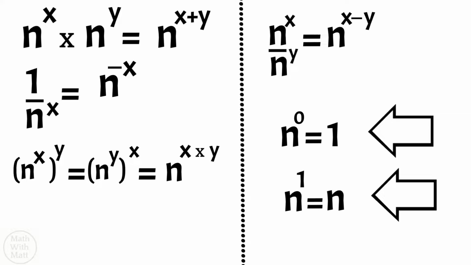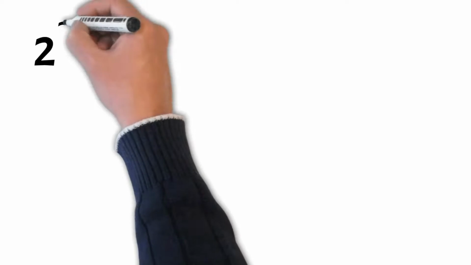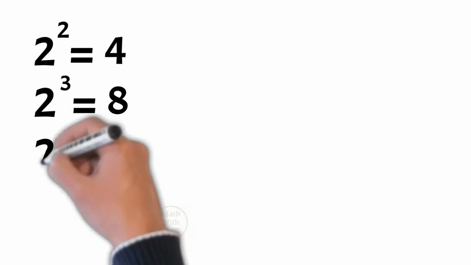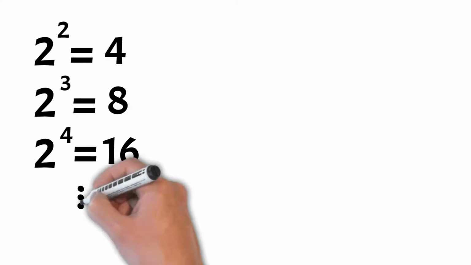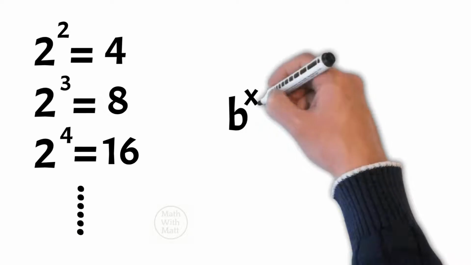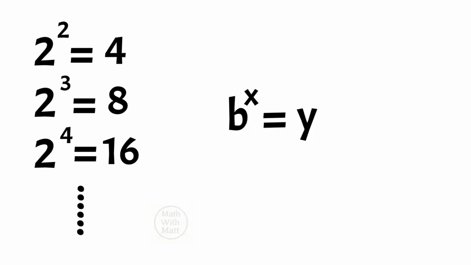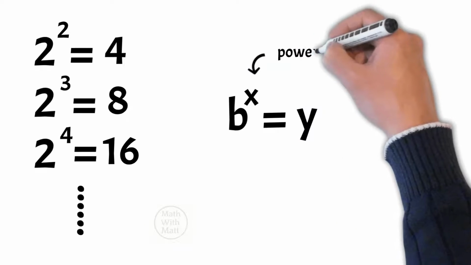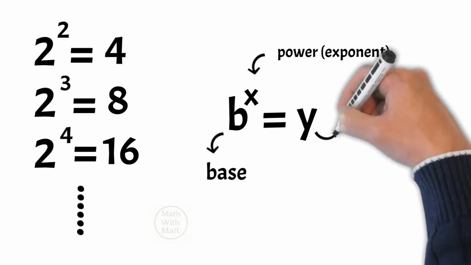As for the power function, we will see them using examples. 2 power 2 is 4, 2 power 3 is 8, 2 power 4 is 16. And so on. Nothing new. But here we can almost see a new function born from this table, that is, b to the power x equals y, where x is the power, or the exponent, b is base and y is the argument.